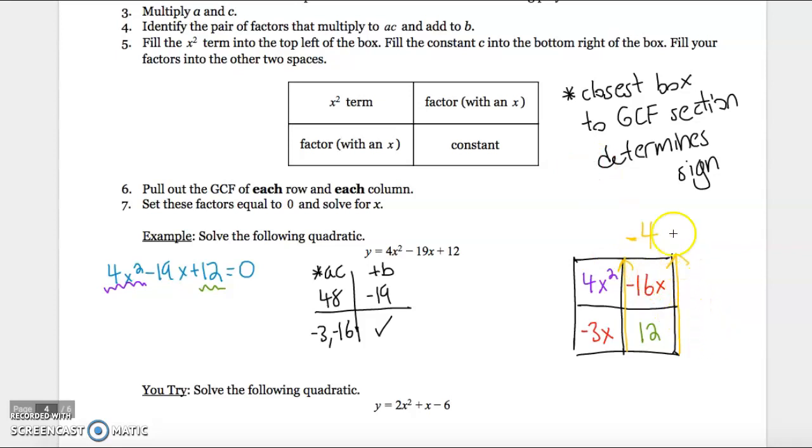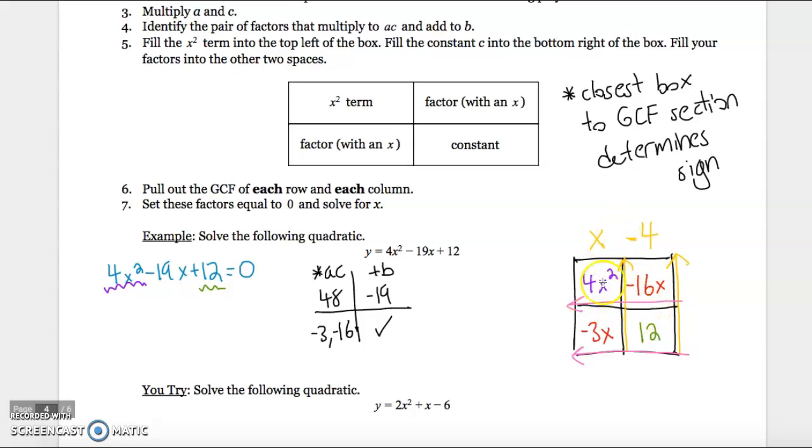Then in the next column, between 4x squared and negative 3x, I pull out just an x, and that is positive because the box that's closest to that section is positive. All right, now I'm going to go ahead and pull GCFs out of each row.